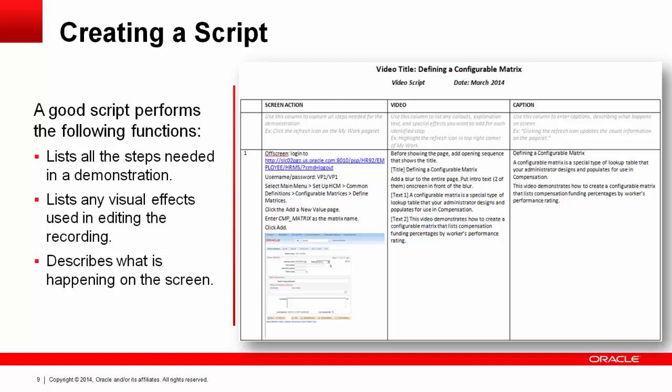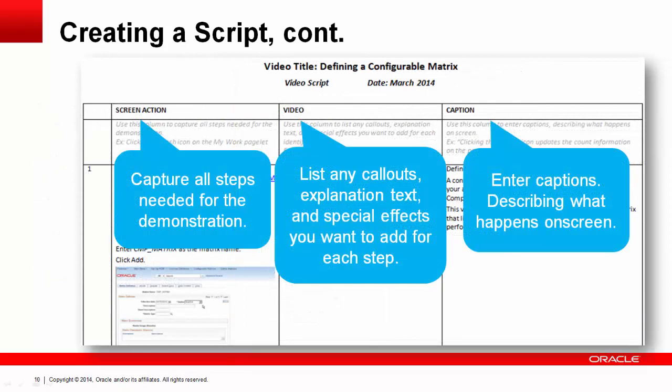Creating a script, as I said, is extremely important. A good script is going to go through step by step and detail all of the motions that you need to go through to create your demonstration. It's also going to list any visual effects, any zoom in, zoom out, any pans, anything that happens in the editing software. Finally, it's going to describe what's happening on screen. And that's actually kind of the way the script is built. There's a template on the job aid page that you can download.